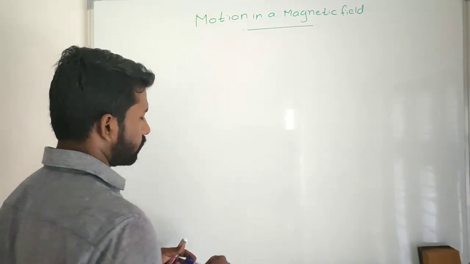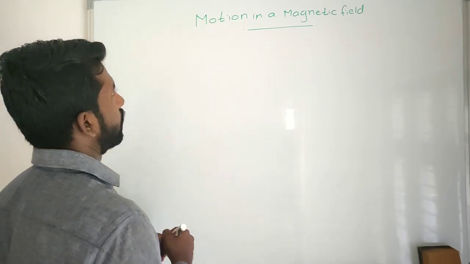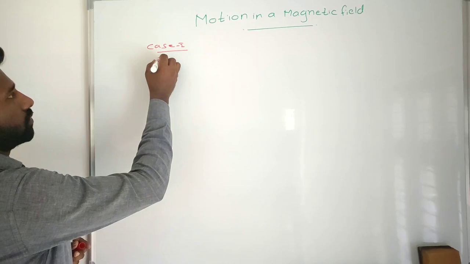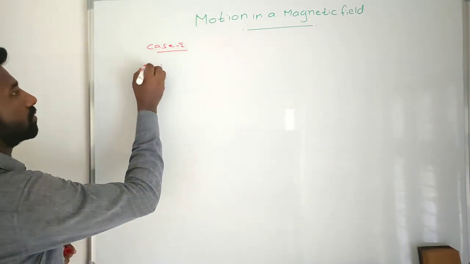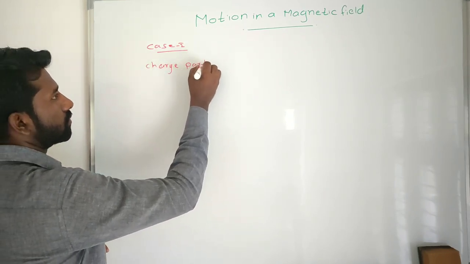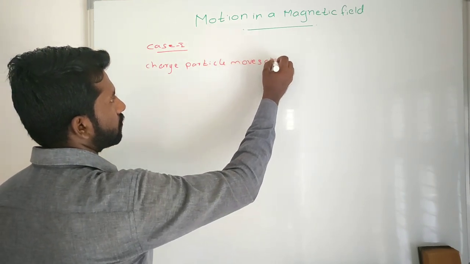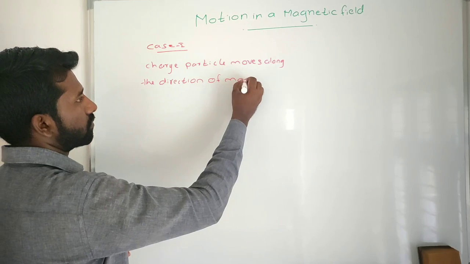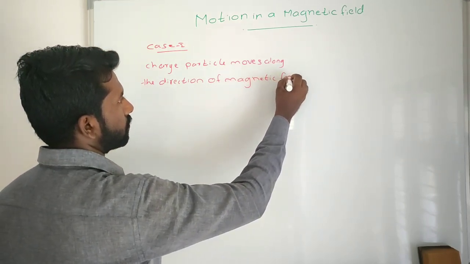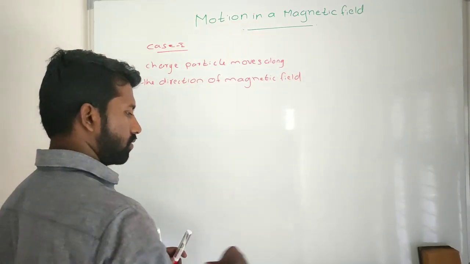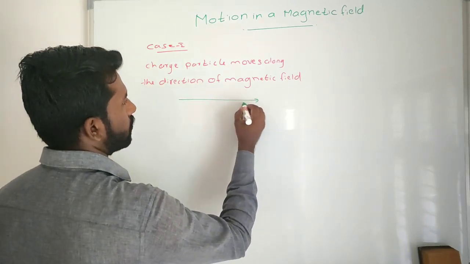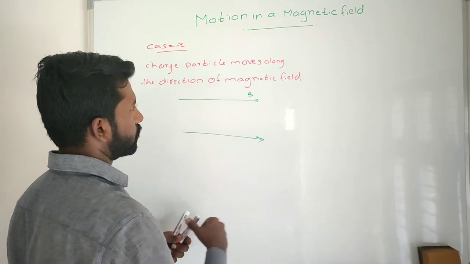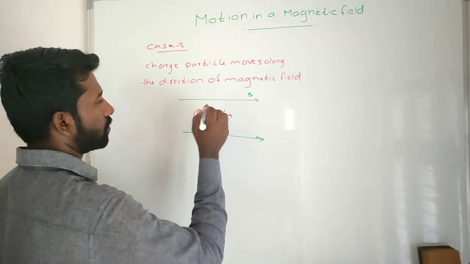Case one: charged particle moves along the direction of magnetic field. That means, this is the magnetic field direction. Along the same direction, the charged particle is moving. So this is the charged particle Q having a velocity in this direction.